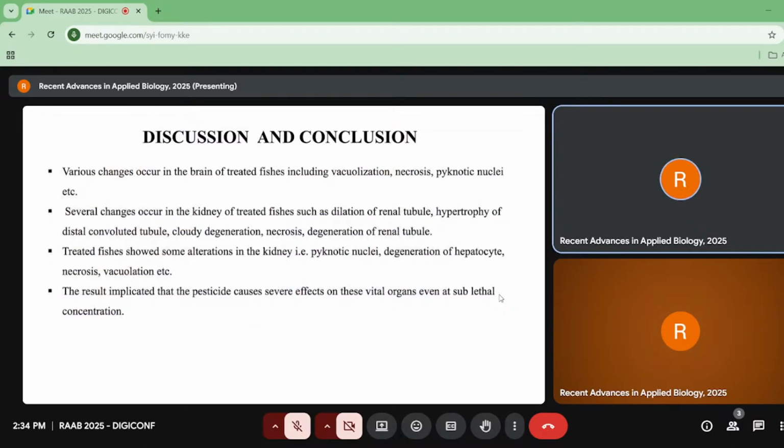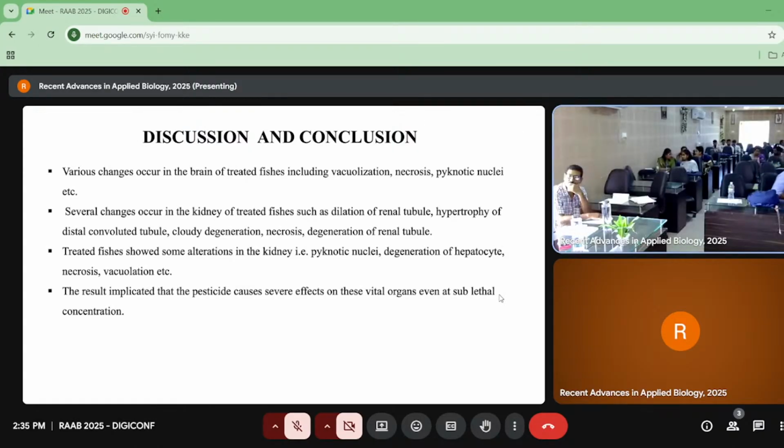This is the discussion of the brain and kidney after treatment by the sublethal concentration of fipronil. Many changes occur, including vacuolization, vacuole formation, necrosis, very many cells damaged, pyknotic nuclei, and nuclei becoming shrunken. Several changes also occur in the kidney of the treated fishes, including dilation of renal tubule, hypertrophy of distal convoluted tubule, and vacuolation also occurred. Necrosis, very many cells were damaged.